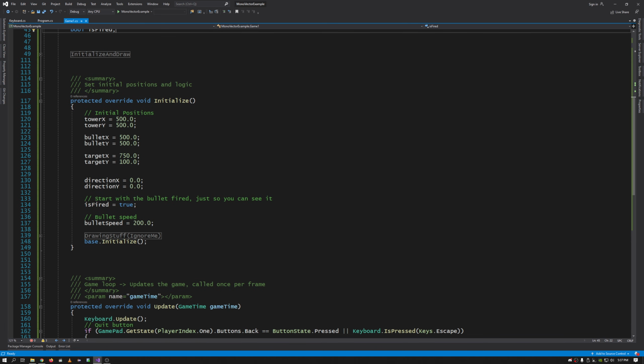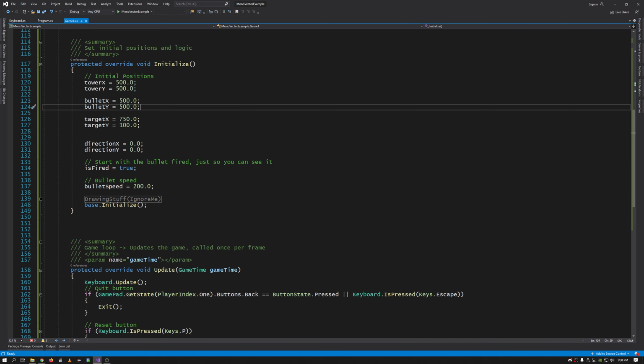All right, so let's cover how we initialize these variables. My screen is 1000 by 1000 in resolution. So I wanted to put my tower in the middle of the screen. So I put my tower at 500, 500. And so what we see is the tower in the middle of the screen. Now I want my bullet to fire from the tower from the exact same spot. So the bullet's position also starts at 500, 500.